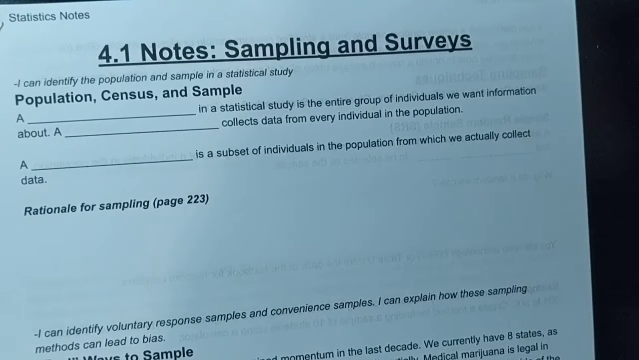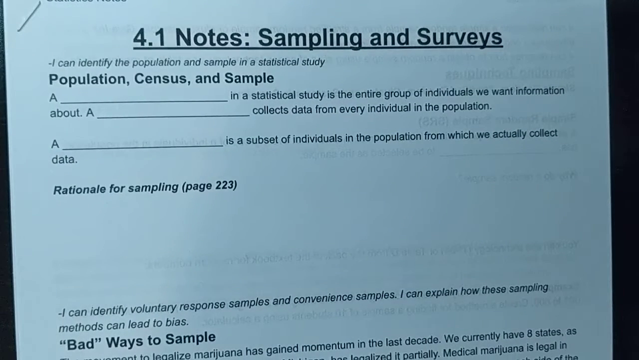In section 4.1, we're talking about sampling and surveys. First, we're going to go over population, census, and sample, definitions of each. Then we're going to talk about inappropriate ways to sample a population. And then we're going to go over some definitions of bias and two different types of sampling techniques.